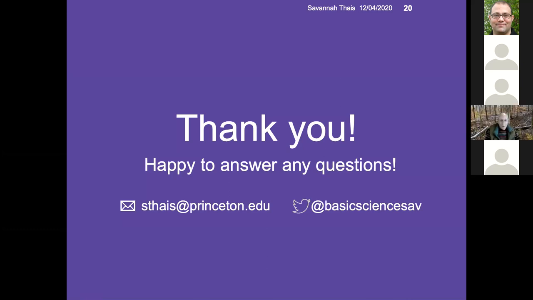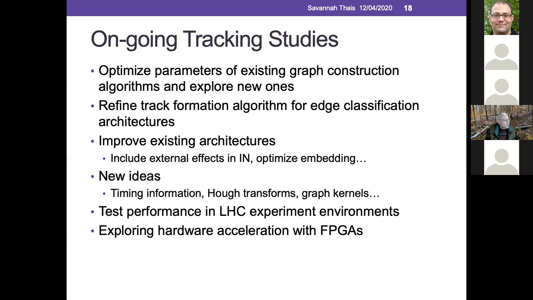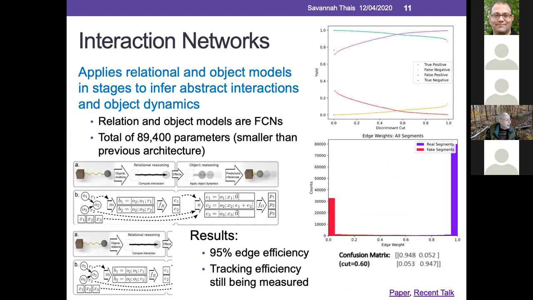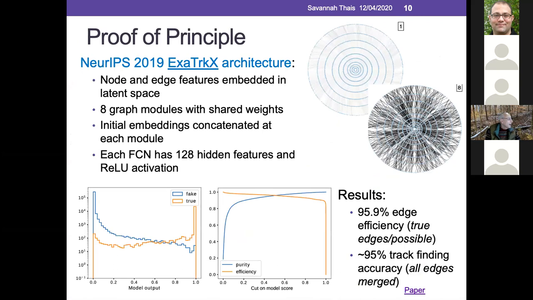So really nice talk, some very impressive work. I think this is on page 10, where you talked about the original proof of principle from ExaTrkX. I want to go back three more pages. At some point, you report a track efficiency, I guess it is on page 10, of 95%. Presumably, someone's taken this same data and run a more traditional tracking algorithm. Do you know what the efficiency would be for that type of algorithm?